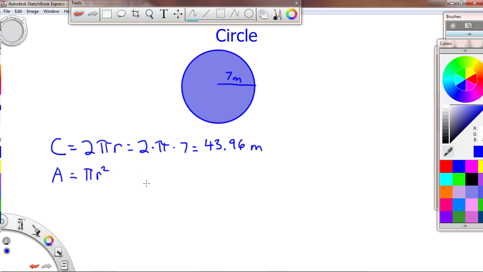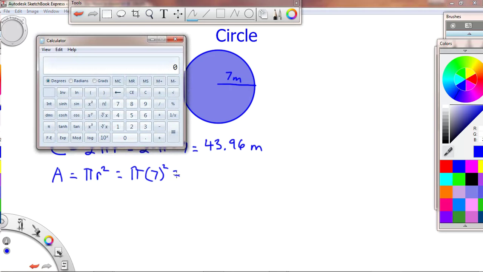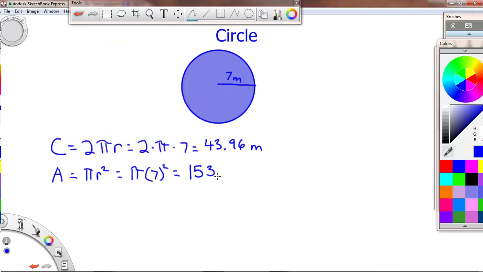Pi r squared. So I'm going to take my radius, which is 7, square it, and multiply by pi. And that's going to be equal to, let's get our calculator out, 7 squared is 7 times 7, times 3.14. 153.86. What are we talking about? We're talking about how much the circle covers. We're talking about area. We're talking meters squared, or square meters.